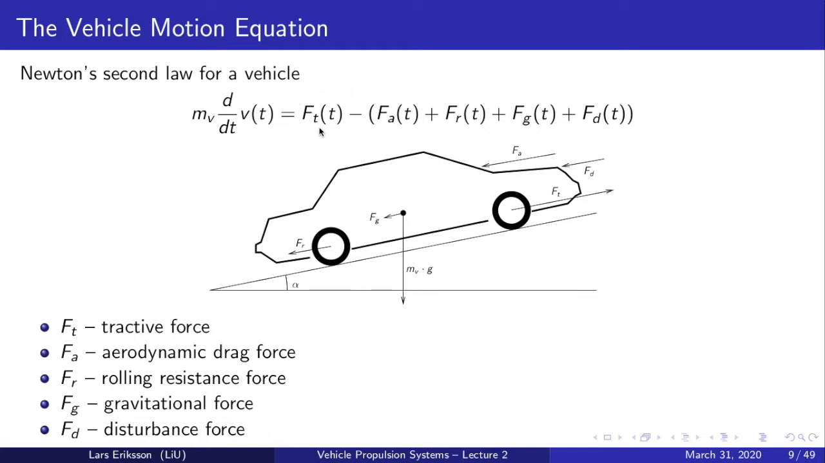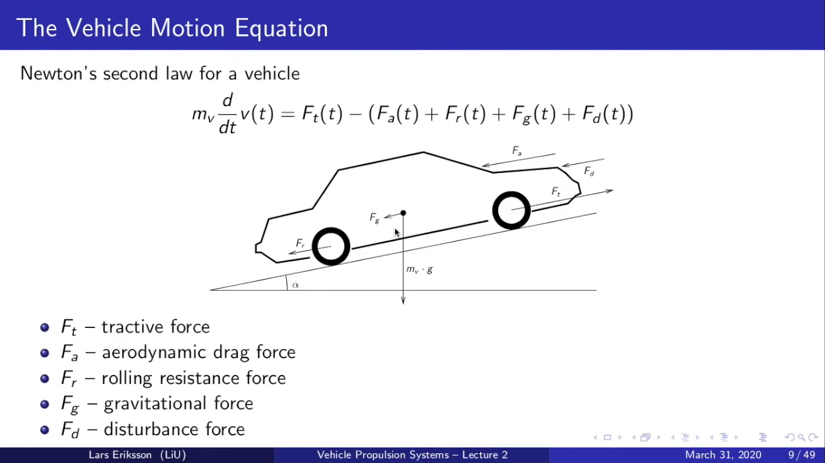We have the tractive force. The tractive force is the force that pulls the vehicle forward. In this case, we have a front wheel driven vehicle where the front wheel is pulling the vehicle forward. Then we have rolling resistance that comes from the wheels. We have air drag, and we have a disturbance force acting here. And we also have the gravitational force that in this case opposes the movement uphill.